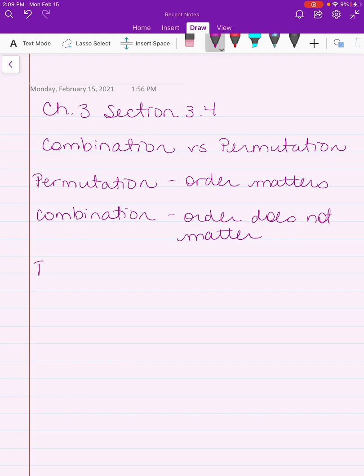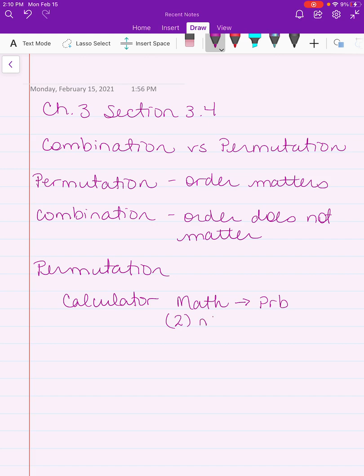If you look at the formula for a permutation, and these things can be found in your calculator under math. At the top, you go over to PRB, which is probability. Number 2, you'll see nPr. And number 3, you'll see nCr. Obviously, the P is for permutations, the C is for combinations.